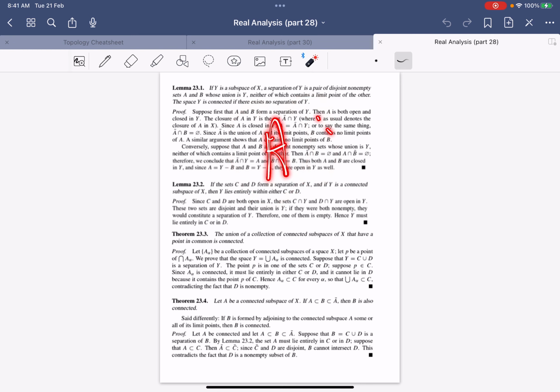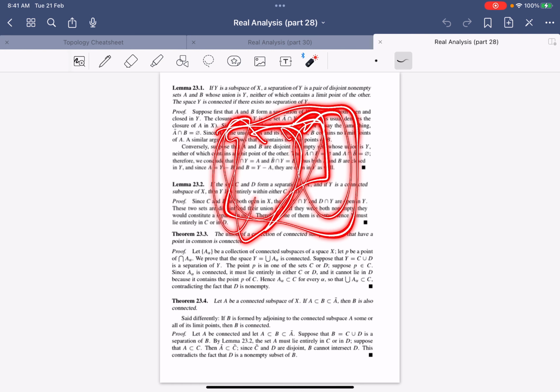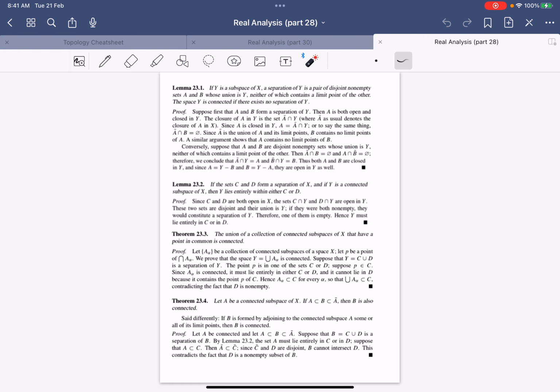Let's say A contains a limit point of B. Then you can find a larger set such that it forms a separation already. So when it's connected, a separation is one in which neither contains a limit point of the other. So you can always intersect them, and then this will become your new open set. But I'll leave it to you to read, then you'll better understand it, because this part is quite easy to understand.